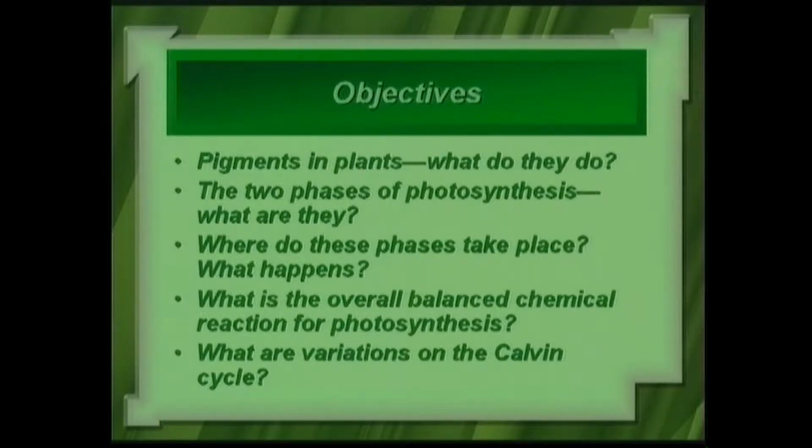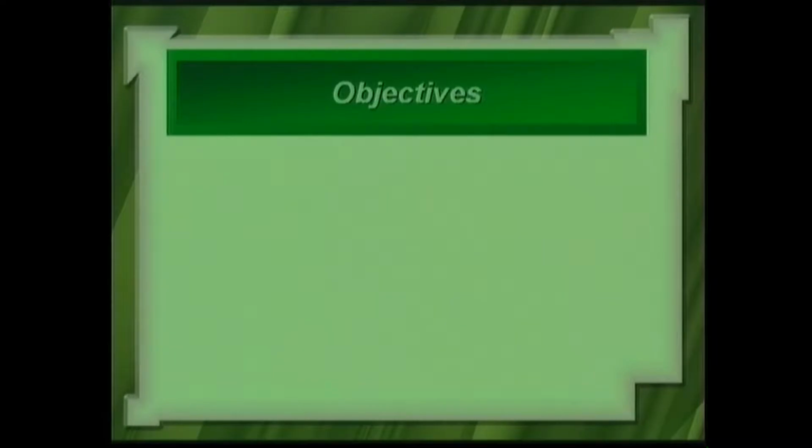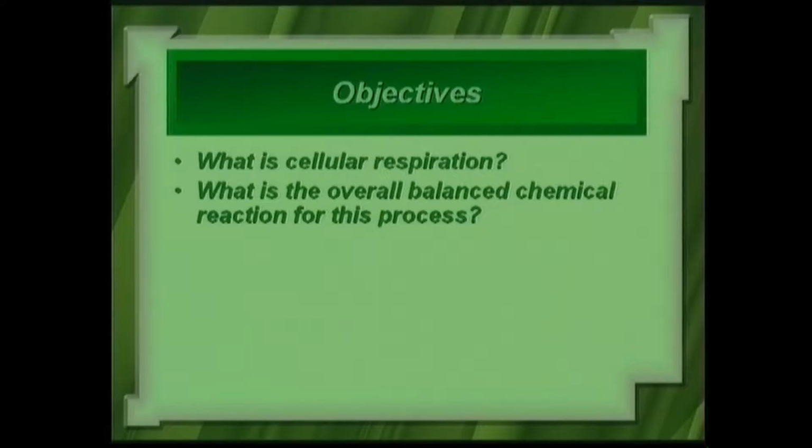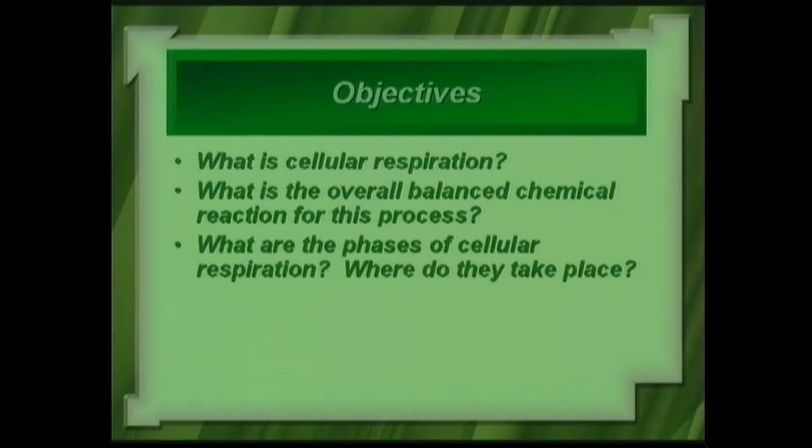Furthermore, another question, what are variations on the Calvin cycle? We're also going to be talking about cellular respiration. So first of all, what is cellular respiration? Okay, we're going to find that out. Secondly, what is the overall balanced chemical reaction for cellular respiration? Similar to photosynthesis, cellular respiration does have a chemical reaction, a series of chemical reactions. What are the phases of cellular respiration, and where do these phases take place? What happens during these phases?